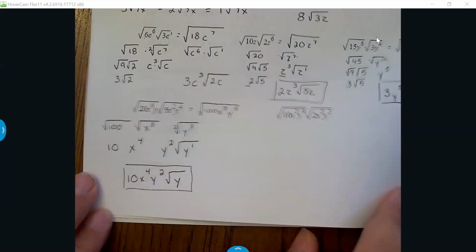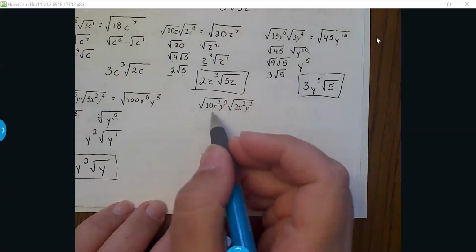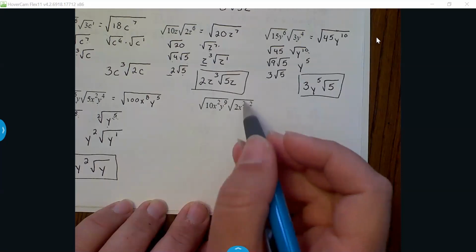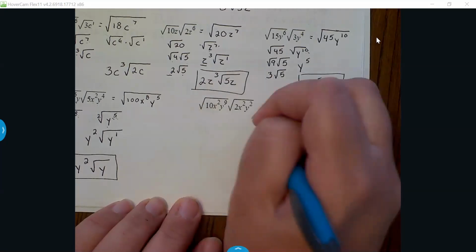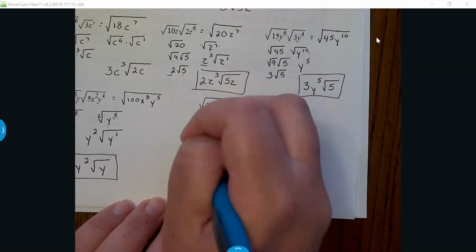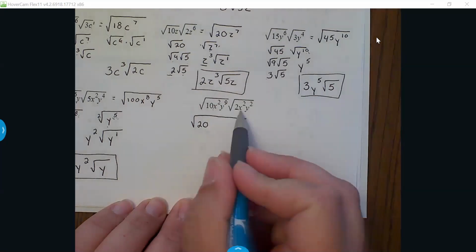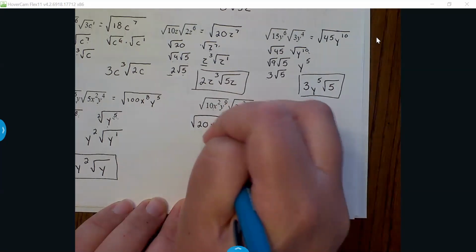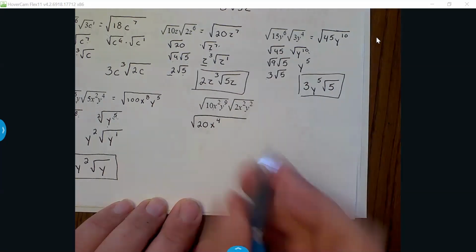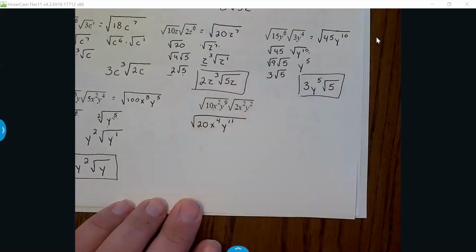Okay. Last problem is I have the square root of 10x squared y to the 9th times the square root of 2x squared y squared. So I'm going to multiply this all together. So I'm going to get the square root of 10 times 2, which is 20. x squared times x squared is x to the 4th. And I have y to the 9th times y squared, which is going to be y to the 11th.